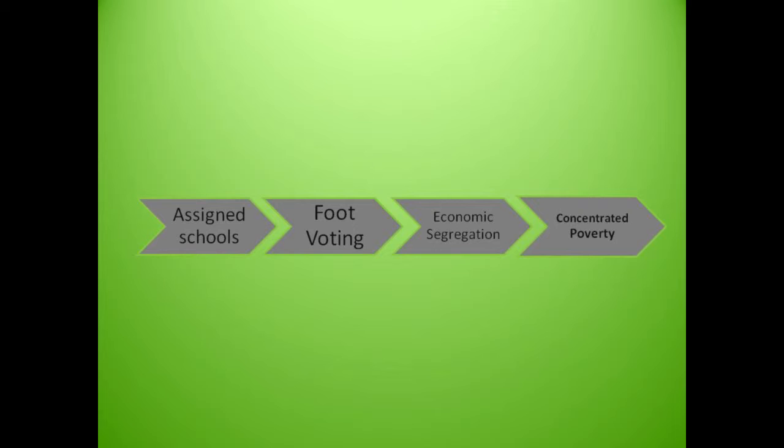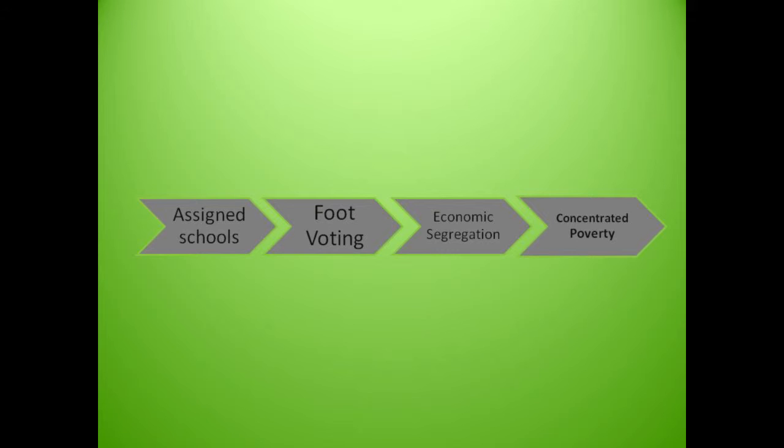There's a long laundry list of good things that would happen from this. And because I'm getting the cut here, I'm going to jump through them. All right? So let me just summarize very quickly. And I'm going to use one current event piece. Assign schools. You draw that line on the ground, you assign people to schools, then people vote with their feet. That leads to economic segregation and concentrated poverty.